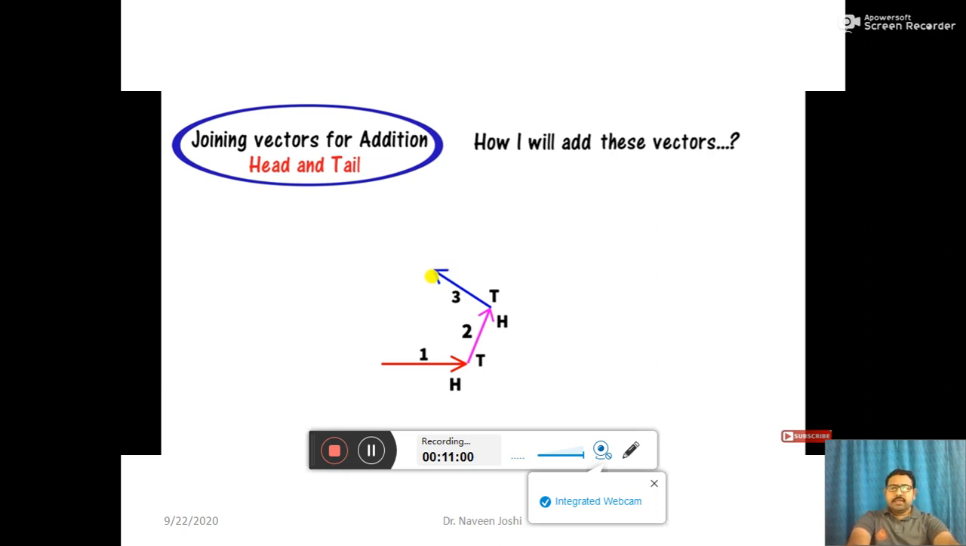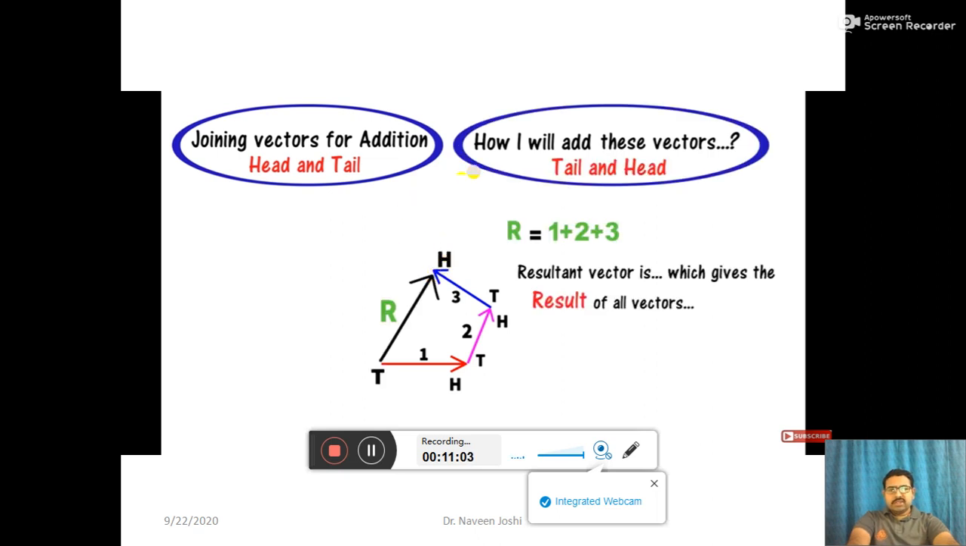Then due to addition of these three vectors, there is a resultant vector we can see here. It is shown by the dark color line represented by capital R. Due to addition of these three vectors, it forms a resultant vector. The resultant vector gives the result of all the vectors, that is, the addition of vectors. We can write it in the form capital R equals vector 1 plus vector 2 plus vector 3.